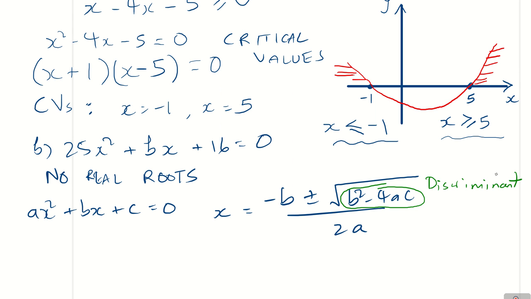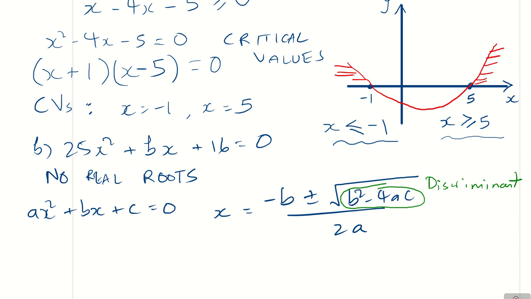And the reason it's important is because if this is equal to 0, then there's nothing to add or take away, so we only have one root. That's when the curve just touches the x-axis. If b squared minus 4ac is a positive number that we can take the square root of, then by adding we get one solution, and by subtracting we get the other solution. There will be two roots. However, if b squared minus 4ac is negative, we can't take the square root of a negative number, so that means there will be no real roots, and that's what we want in this case.